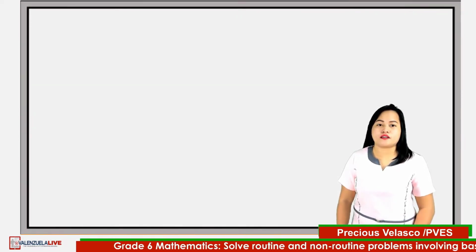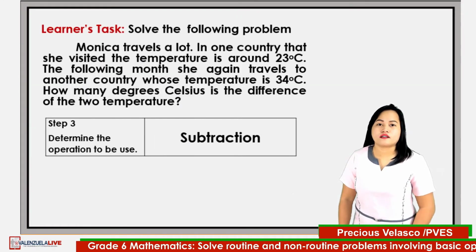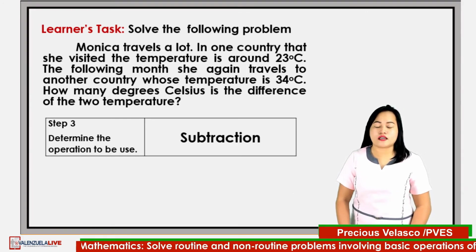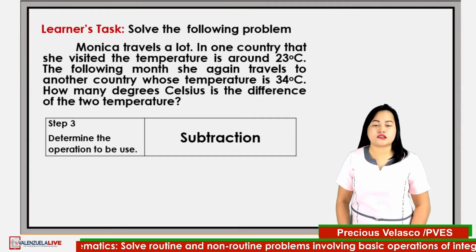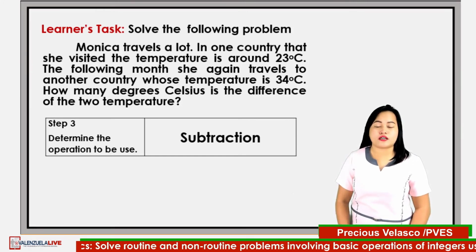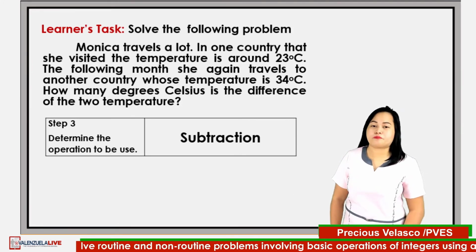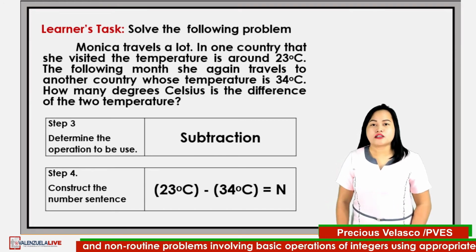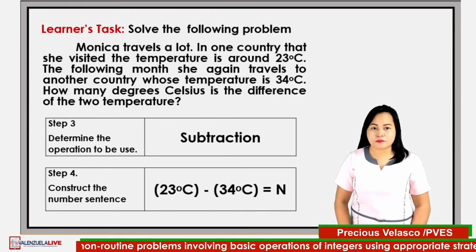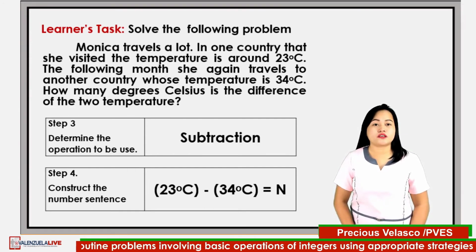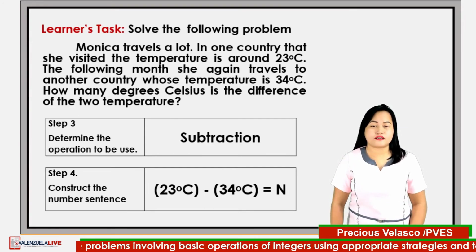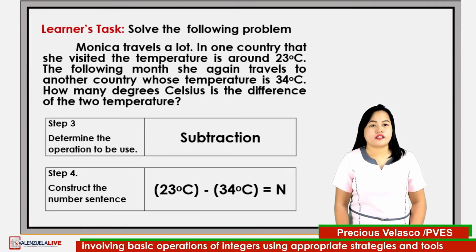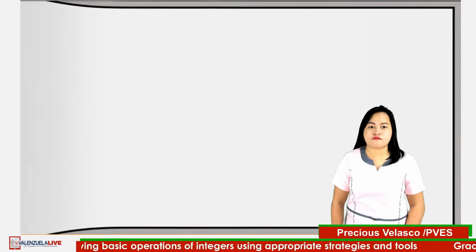Next, after that, we are going to determine the operation to be used. Since it is said that we need to find out the difference, we are going to use subtraction as the operation. Step 4, we are going to construct the number sentence. So we have open and close parentheses 23 degrees Celsius minus open and close parentheses 34 degrees Celsius is equivalent to N. And we are going to solve for step 5.